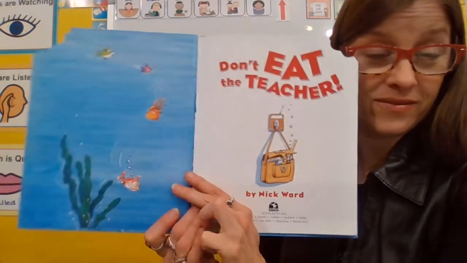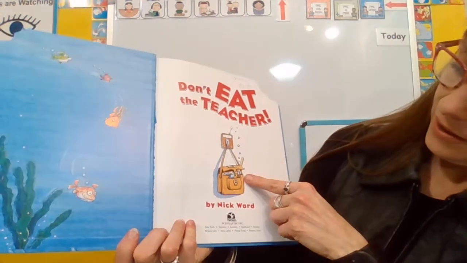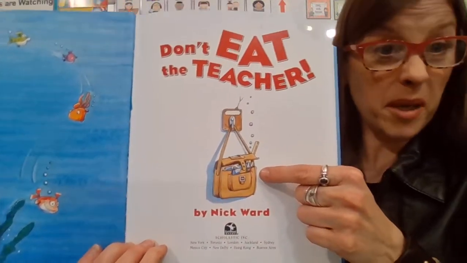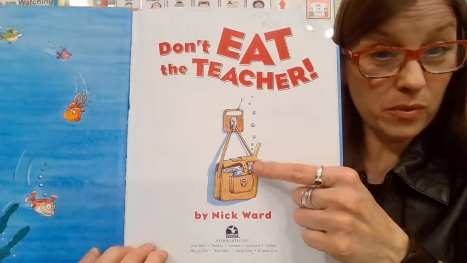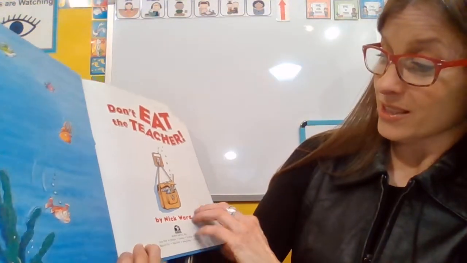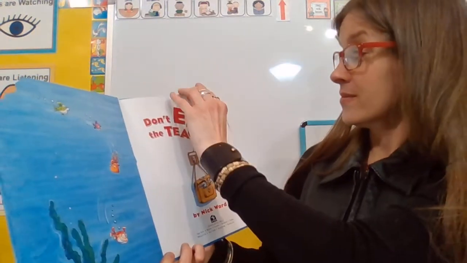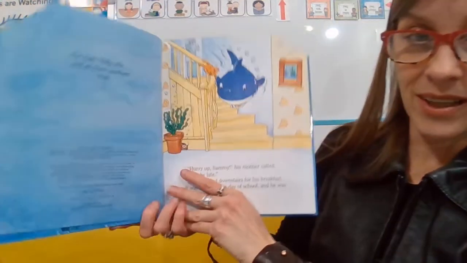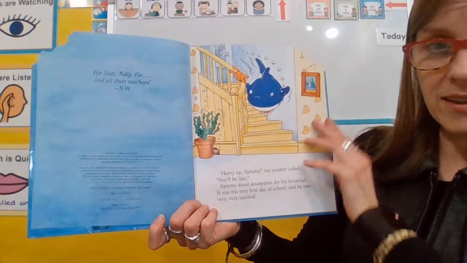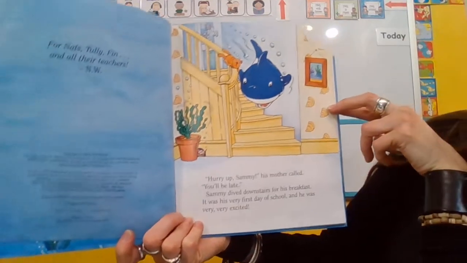Look at that. That looks like a bag. That looks like a school bag. Maybe that's his backpack because I see a ruler, and I see pencils inside. Okay, here we go. All eyes on Miss Ty, looking at our book.